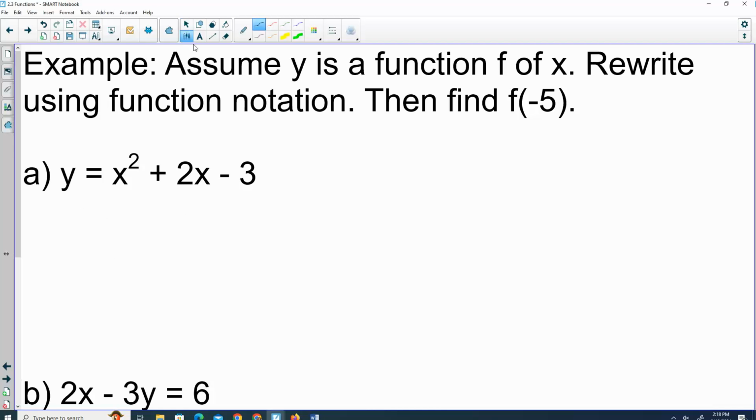So if I said write it in function notation, I think there's one or two on the homework that ask that. All you have to do is, instead of the y, we write f of x. And then if I ask you to find f of negative 5, what does that mean? Plug in negative 5 for both x's.